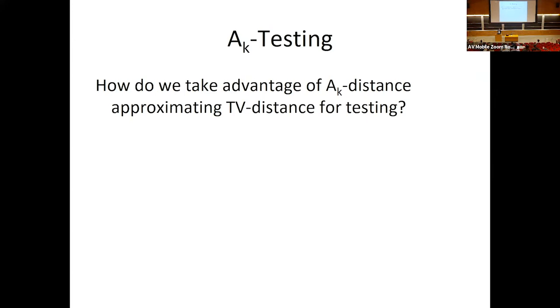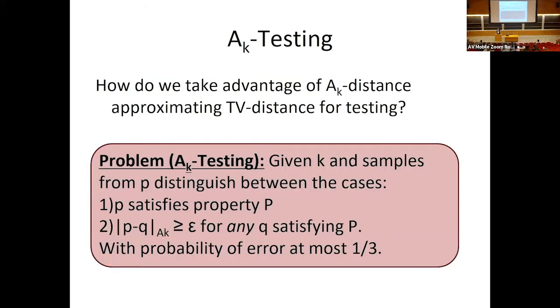What if we want to do testing? How do we take advantage of AK distance approximating TV distance for testing? And the way we're going to do it is we're just going to replace testing by AK testing. Given K and samples from P, we want to distinguish between P satisfies our property of interest or is epsilon far in AK distance from any distribution satisfying the property.